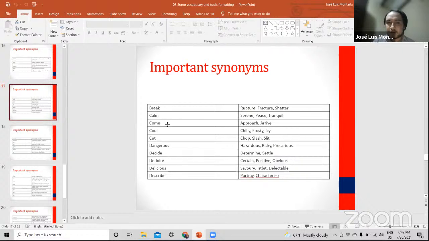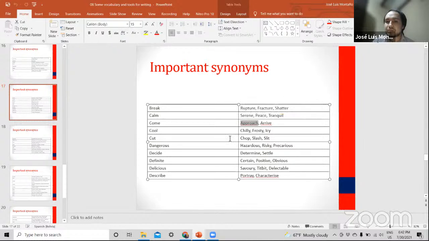Here, come is a word that we use a lot. This is, in this case, a verb. Dangerous, in many contexts for essays, you use dangerous. Decide and describe. So come, dangerous, decide, and describe. Come can be approach and arrive. Approach is a really interesting word that you can use. Then you have dangerous: hazardous, risky, precarious.